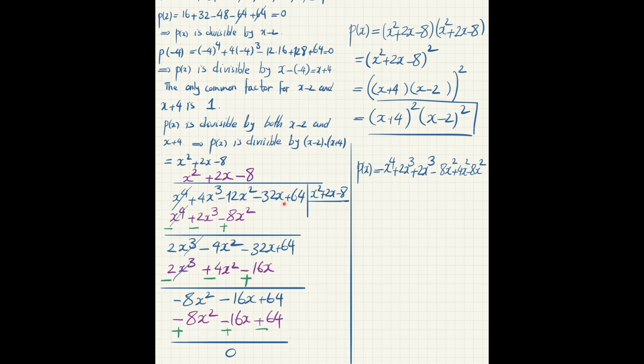And now if you go to minus 32x, you have minus 32x here, which is minus 16 minus 16. So it's minus 16x minus 16x. And then finally you have plus 64.